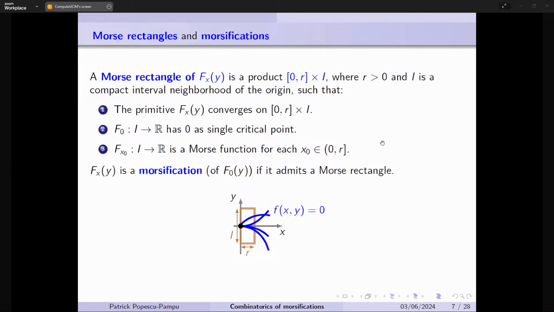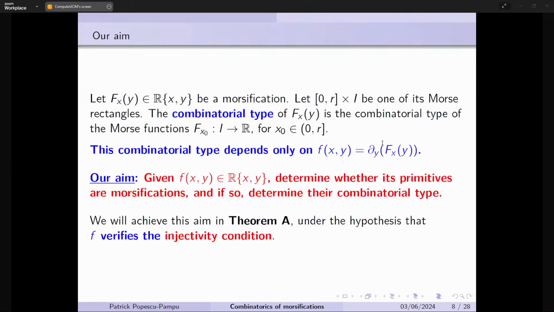And in that situation, we can ask, what is the combinatorial type of these Morse functions? And here we need the stability property, which ensures the combinatorial type. And second, you see that here we have choices of the Morse rectangle, which means the choice of I and the choice of R. And in fact, all of them lead to the same combinatorial type. So this is what is written here, that the combinatorial type is the combinatorial type of a Morse function, fx0, defined on I with values in R, each time we have a Morse rectangle.